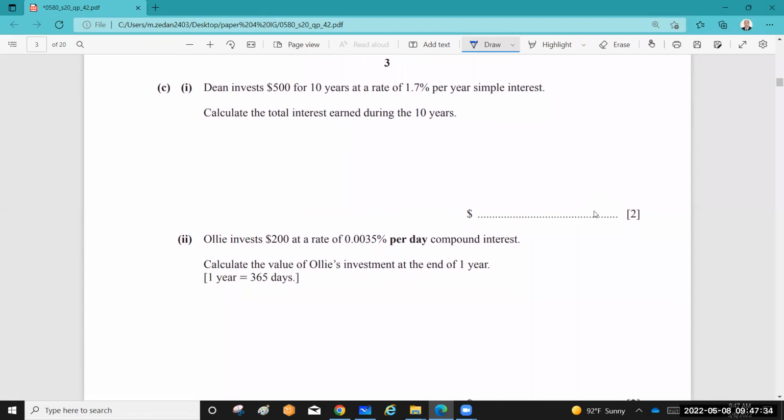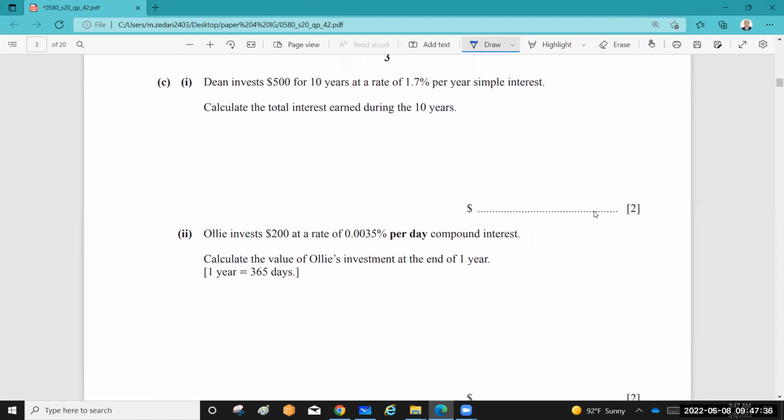Number C, Dean invests $500 for 10 years at a rate of 1.7% per year simple interest. Calculate the total interest earned during the 10 years. The simple interest I is equal to PRT. P is the principal, 500, times the rate 1.7/100, times the time 10 years. Just multiply these. You will get 5 times 17, which is 85.